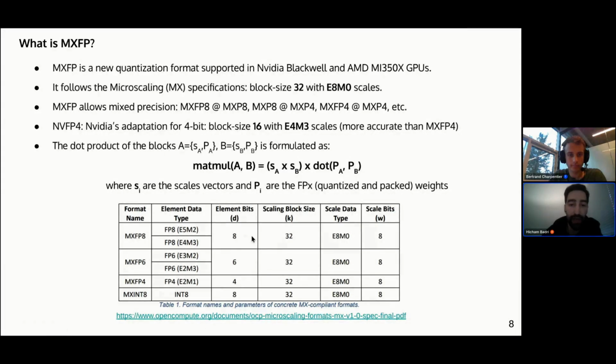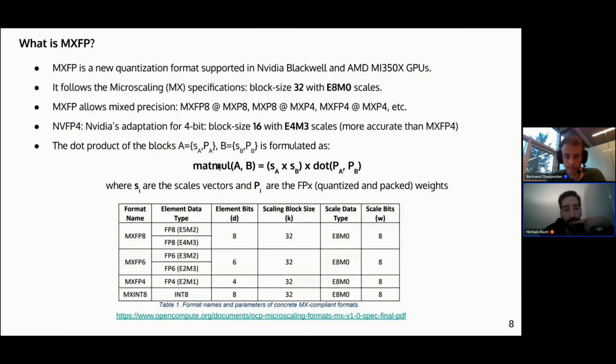You see all of them are using block size 32, and all of them are using the same scale dtype, which is E8M0. The only thing that changes is the quantization weights, which could be FP8, FP6, or FP4, right?